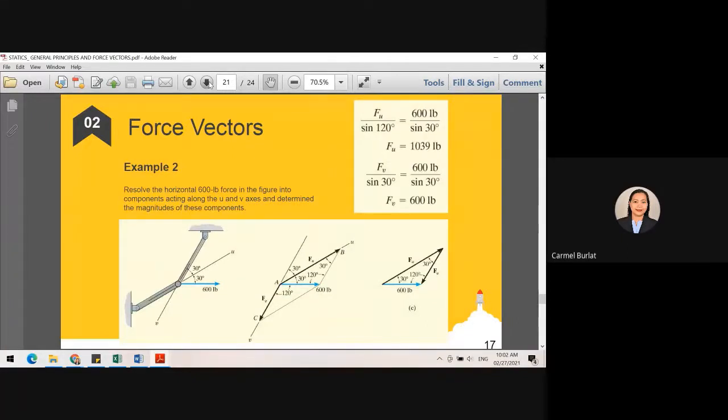Second example. Force vectors gihapon ta under our second topic. So resolve the horizontal 600-pound force into components. So before we are given the components and we have to get the resultant force FR. Now, the resultant force FR is given and you are tasked to find the components of the FR. Okay? So get your notebook, pen, and calculator and solve this one.